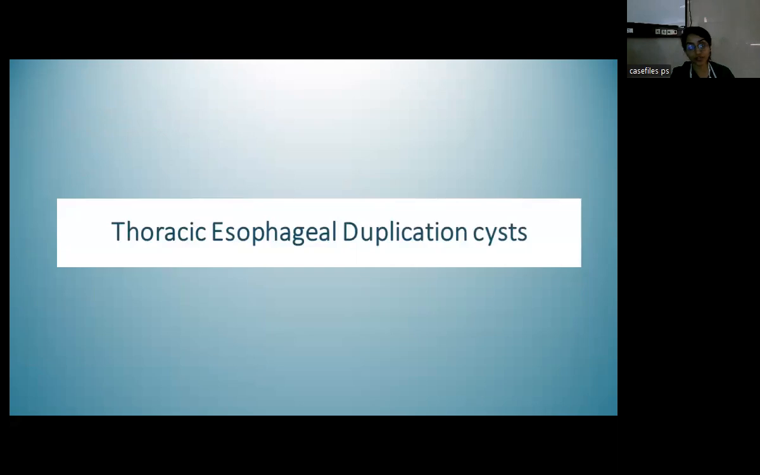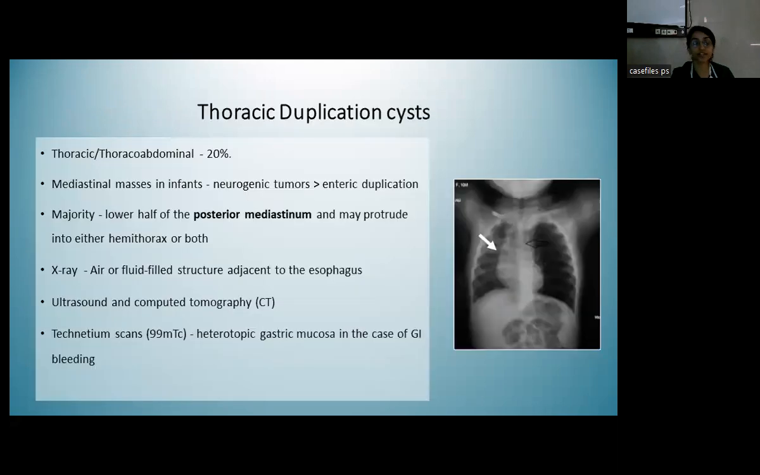Coming to the thoracic esophageal duplication cysts. Thoracic or thoracoabdominal duplication cysts are about 20% of the total numbers. Mediastinal masses in infants are mostly neurogenic tumors, and enteric duplication cysts are a less common differential diagnosis. The majority of them are present in the posterior mediastinum and may protrude into either hemithorax or even both hemithoraces.